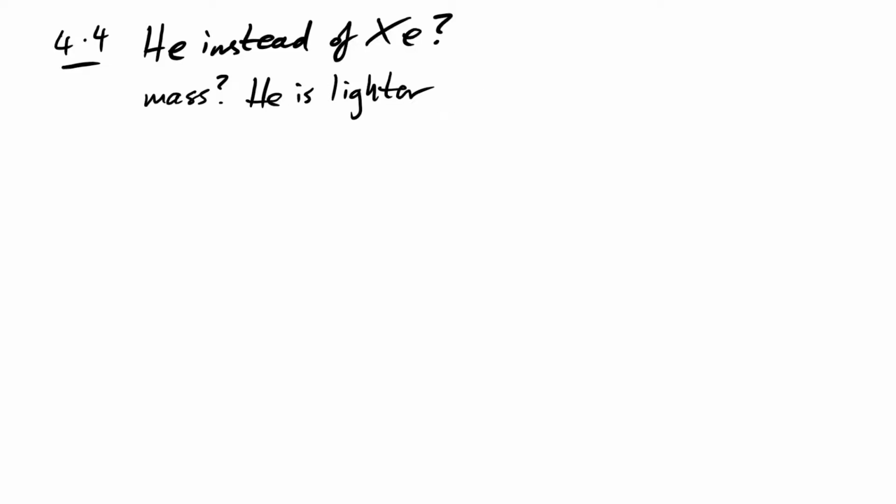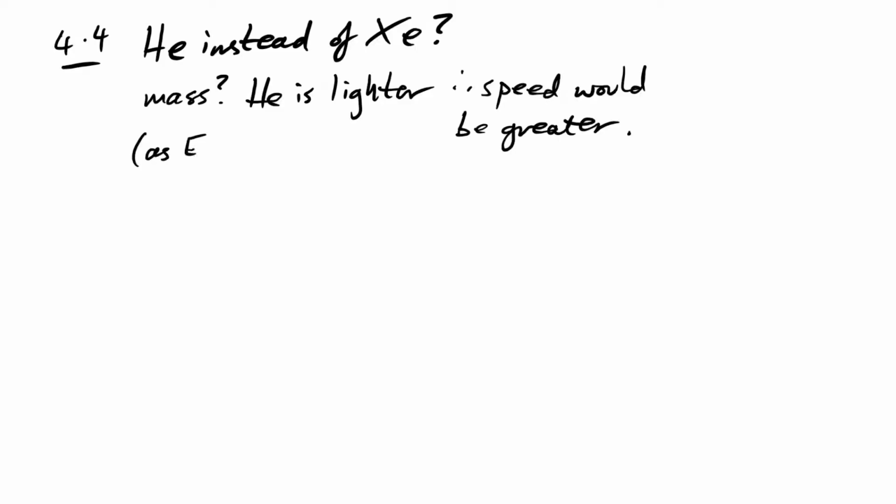4.4, what would happen if we used helium instead of xenon? So they've mentioned specific charge here, but we don't really care about that. All we care about is the mass. So helium is lighter. Now the Mickey Mouse way of saying it is therefore speed would be greater. As we know, EK is equal to half mv squared. They're gaining the same amount of energy, so therefore V would be inversely proportional to the square root of m, or 1 over the square root of m.